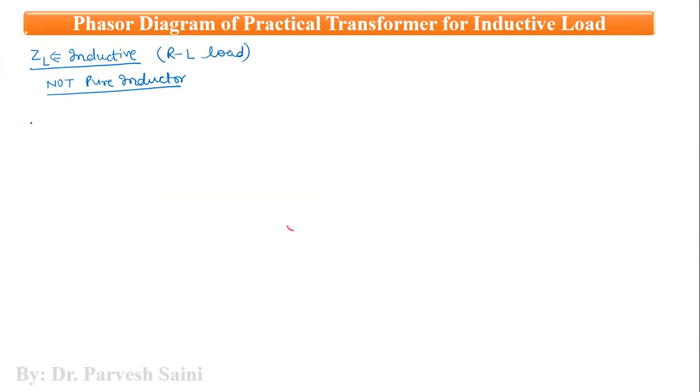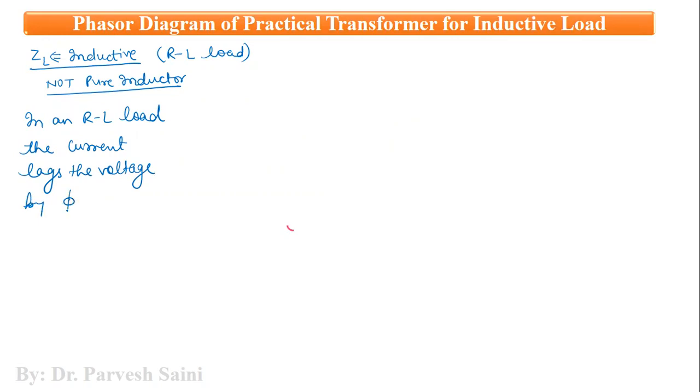Now we know that in an RL load, the current lags the voltage by some angle phi, right? So this is what we need to understand. In a pure inductor the current lags the voltage by 90 degrees, but in an RL load, which is not a pure inductive load or pure resistive load, the current lags the voltage by phi radians, right?